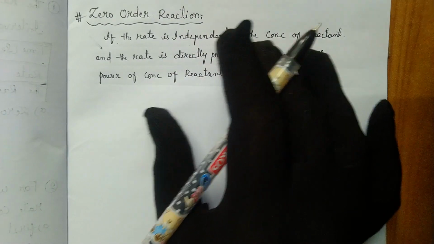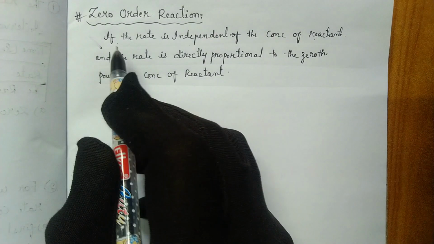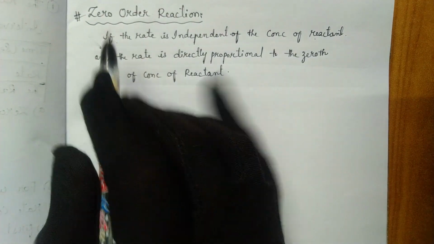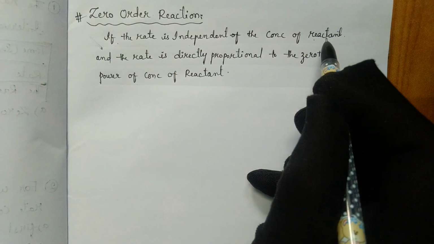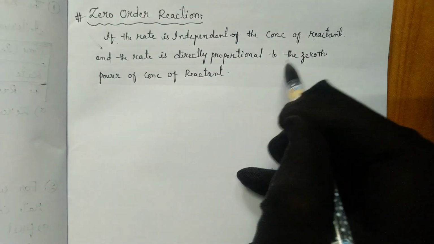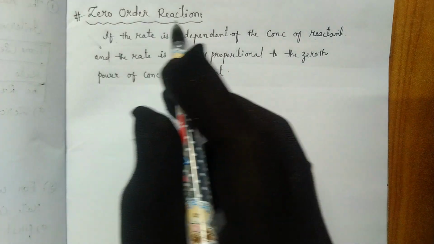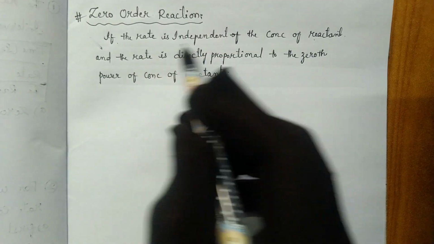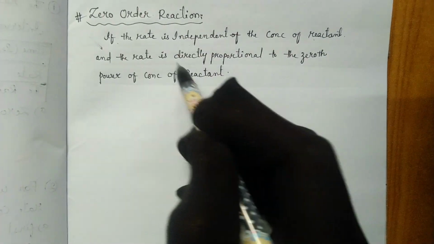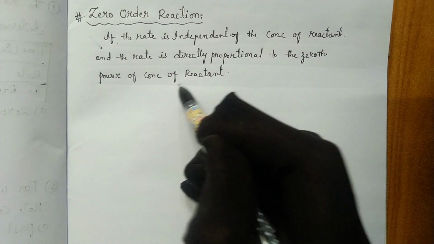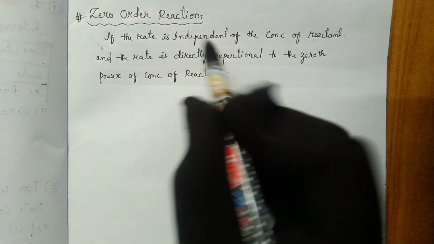Obviously, if the order of a reaction is zero, then it is called a zero order reaction. But how can we define a zero order reaction? If the rate is independent of the concentration of reactant and the rate is directly proportional to the zeroth power of concentration of reactant, then it is called a zero order reaction. Those reactions are called zero order reactions.